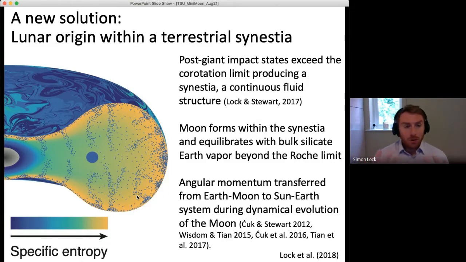But obviously, the first question we're going to ask is, what is a synestia? I've just thrown out this new word. You have no idea what it means. And to answer that, I'm going to ask a much more fundamental question, which is, what is the structure of a hot, rapidly rotating planet?